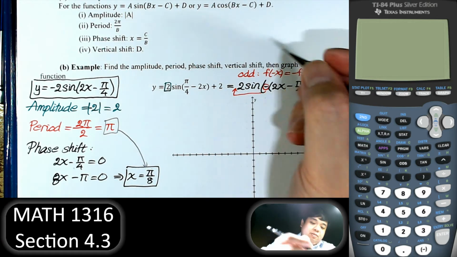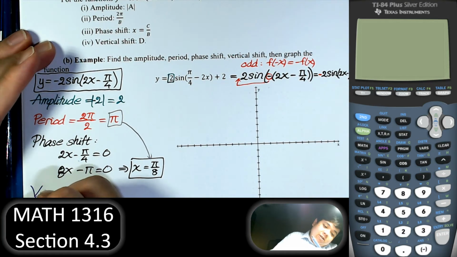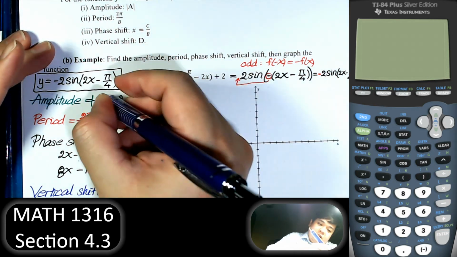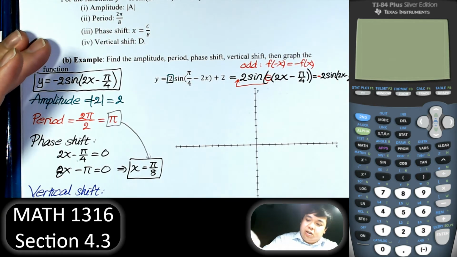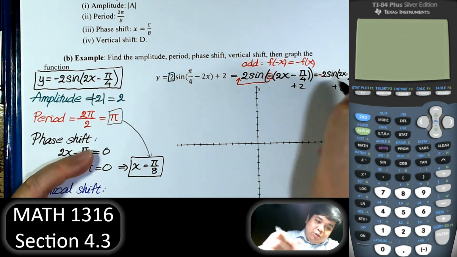In this case, the vertical shift is the number that's added to it. I forgot. Plus 2, plus 2.